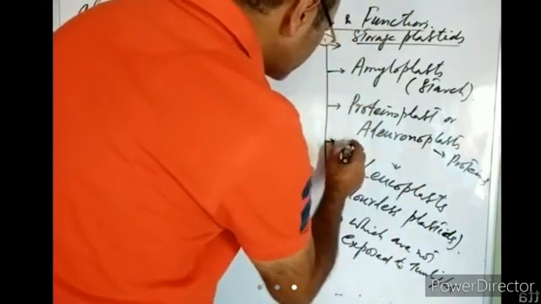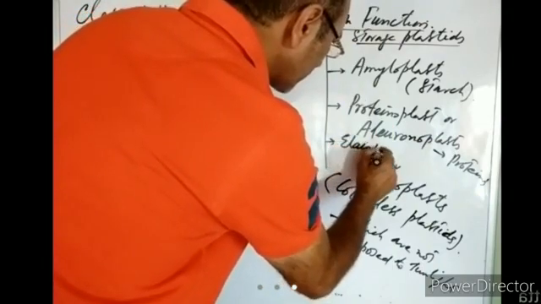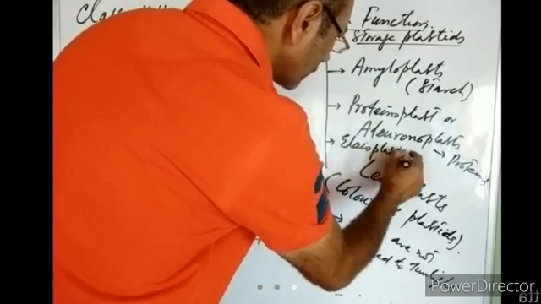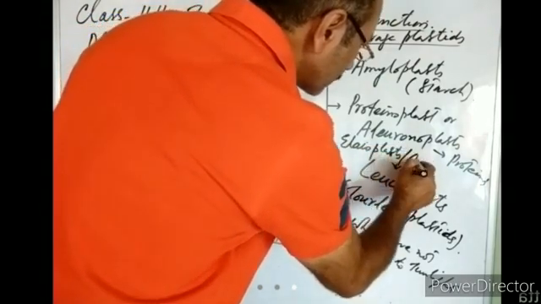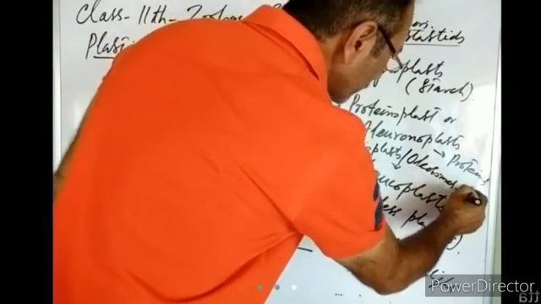Similarly, we have eleoplasts, or sometimes they are also known as oleosomes. They store fats.